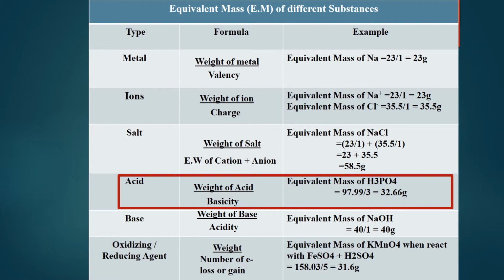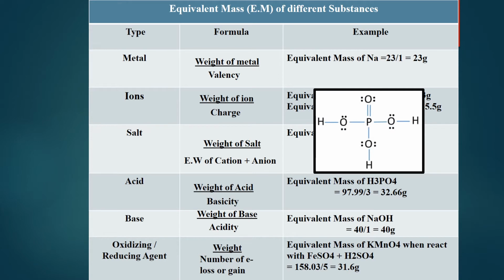For calculating equivalent mass of phosphoric acid, firstly, find out its molecular weight, which is 97.99 grams per mole. Then draw the structure of phosphoric acid, and note down the number of replaceable hydrogen ions in it, which is 3 in this case. So the equivalent mass of phosphoric acid is 32.66 grams.